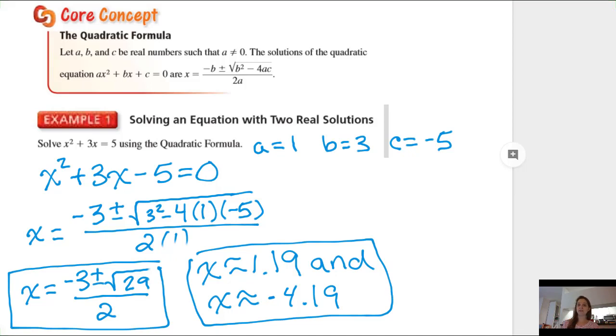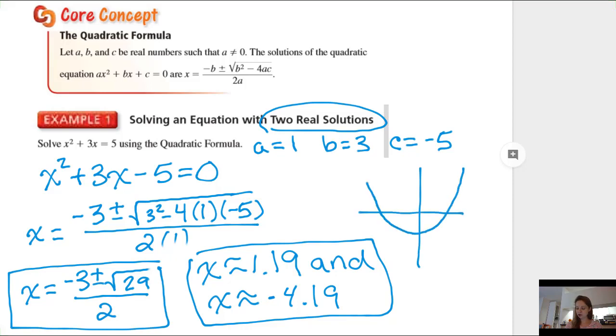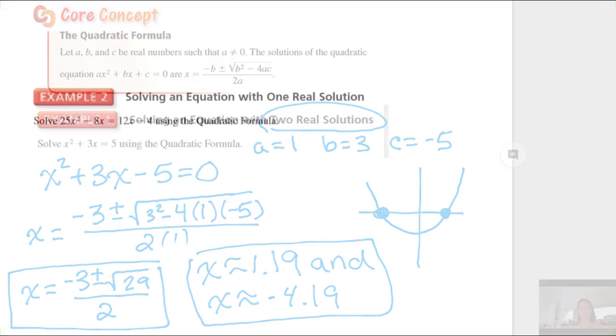What you should know is when we're solving quadratic equations, one option is to get 2 real solutions like we did in this case. If I were to sketch this parabola, it would look something like this, and it would have 2 x-intercepts. Those are the 2 real solutions.